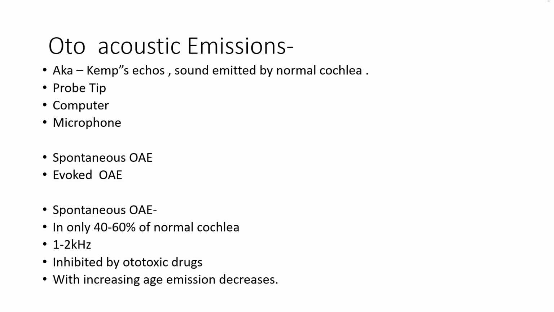Okay, so what are the characteristic points of spontaneous otoacoustic emission? It happens only in 40 to 60% of normal cochlea. Okay, not in 100% of normal cochlea, it occurs in only 40 to 60%. What is the frequency? That is approximately at 1 to 2 kilohertz. Also, it gets inhibited easily by the ototoxic drugs such as aminoglycosides, loop diuretics, salicylates, etc. And also with the increasing age of the patient, this spontaneous emission gets reduced. Okay, so this was the spontaneous otoacoustic emission.